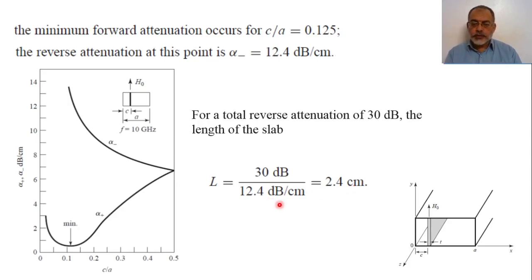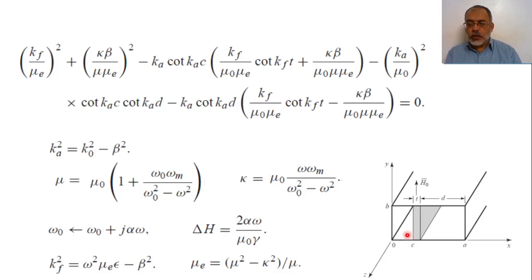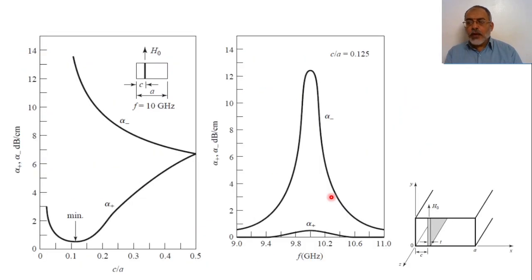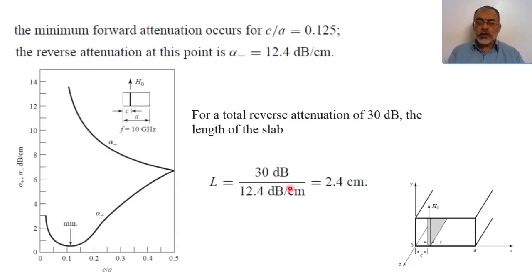So to obtain 30 dB attenuation, it is required to allocate the ferrite slab at C over A equal 1.25, and we have a length of this ferrite slab of 2.4 centimeters, and this slab should be excited by a DC magnetic field equal to 2820 oersted. Until now, we have designed this isolator to be centered at the frequency 10 GHz.